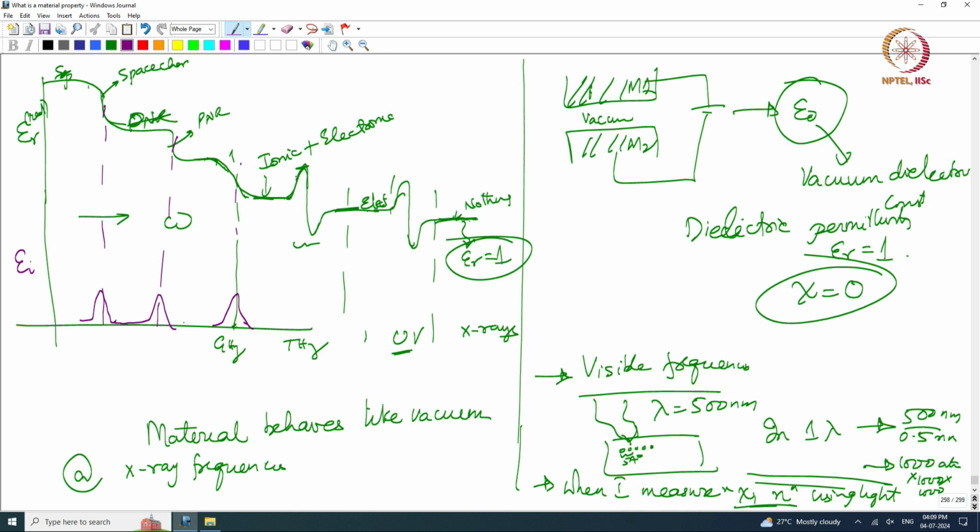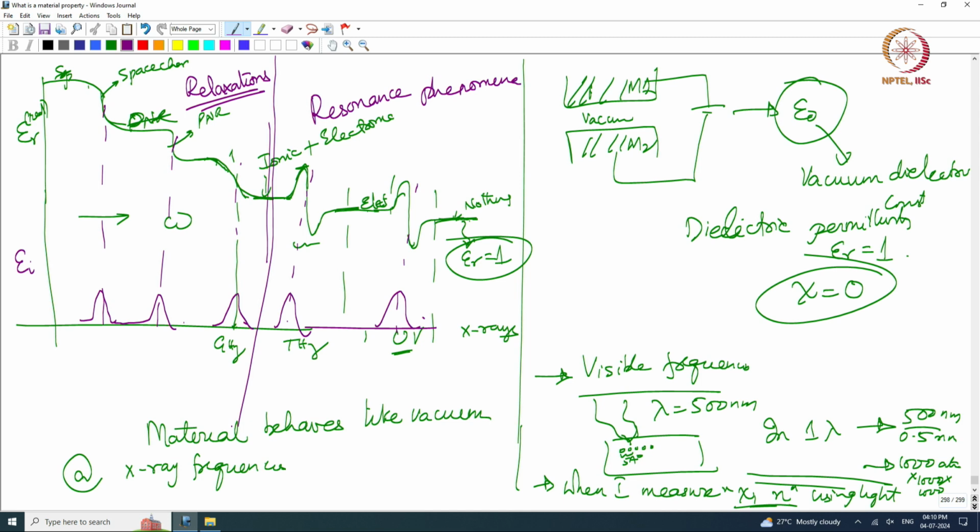Then I have the ionic, this is a resonance. So until here are relaxations. The peaks are coming because there are some sort of relaxations happening, but these are all resonance phenomena. And then there is going to be one more peak here. So these are all resonance. So what is the difference? At resonance frequency the polarizability is going to fight and die. In relaxation it just gives up, it just naturally relaxes very casually. So it just gives up.